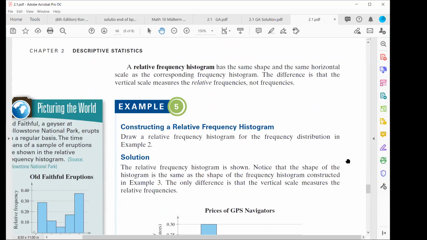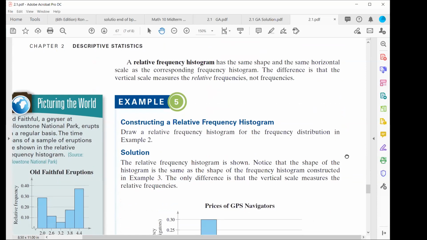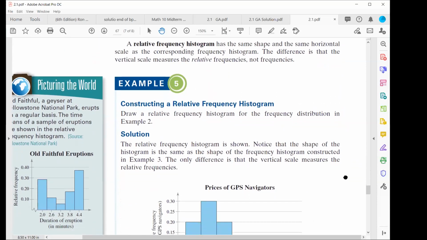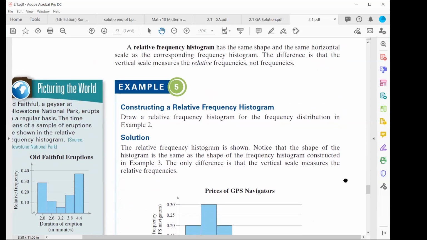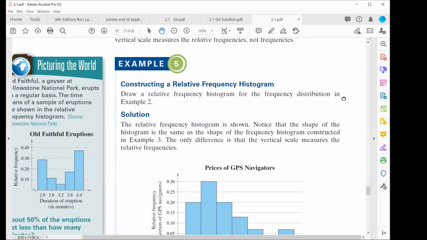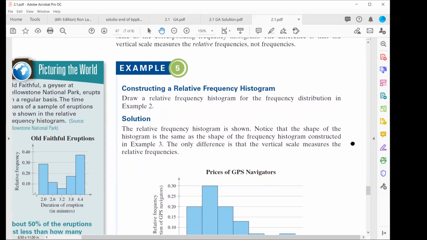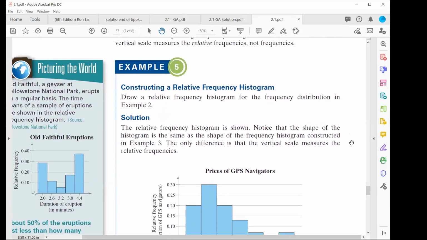Group 7, please read frequency histogram, relative frequency histogram. A relative frequency histogram has the same shape and the same horizontal scale as the corresponding frequency histogram. The difference is that the vertical scale measures the relative frequencies, not frequencies. Example 5. Constructing a relative frequency histogram. Draw a relative frequency histogram for the frequency distribution in example 2.